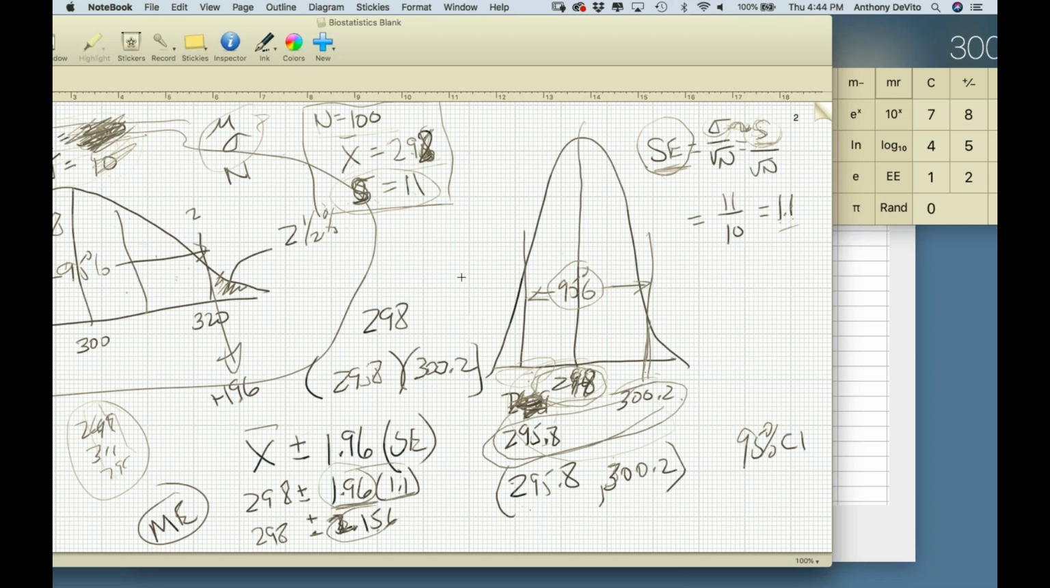Okay, so it's a good name for it, right? Plus or minus, because whenever you say plus or minus, it kind of describes a margin of error. Okay, so we're 95% sure the true mean is between these two numbers. Do we know what the true mean is? No, only that it's likely to be between these two numbers. Do we know it 100% certainly? No, there's a 5% chance it could be lower than 295.8 or higher than 300.2, right?